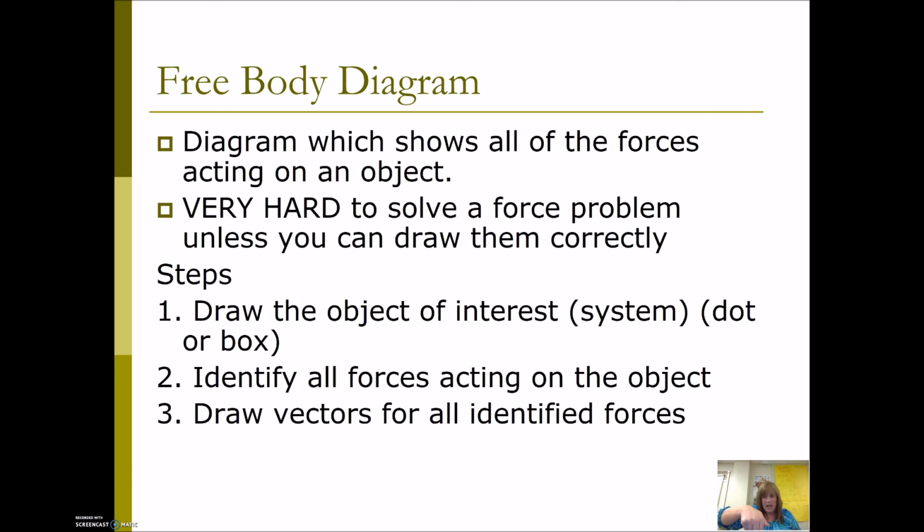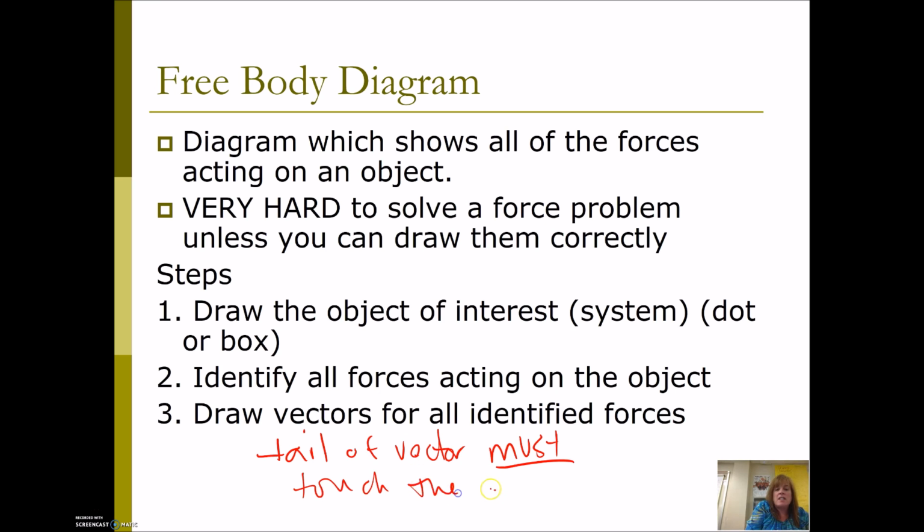So we identify all of the forces and then we draw vectors in the direction of those forces. Force of gravity would be down. Tension would be along a string, away from the object of interest. Spring force depends on whether the spring is compressed or stretched. But we draw vectors, and this is very important: the tail of the vector must touch the dot or box, whatever you drew, and it must point away from the object. In your engineering classes, you may draw vectors that point towards the object, so the arrowheads are pointing towards it. Don't do that in physics. They point away.